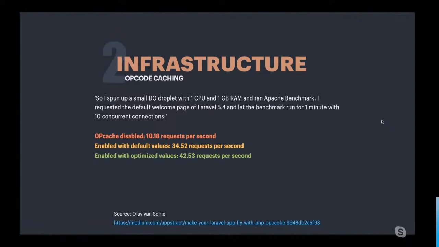And recently I was reading an article on Medium by Olaf, and he spun up a DigitalOcean server with just 1 gigabyte of RAM and ran a Laravel application with Opcache disabled, enabled, and then enabled but optimized. For the first time, of course, he got 10 requests per second. The second time he got 34, which almost tripled it. And on the third try, where he had optimized the default values of Opcache, he was able to get 4 times the requests. So you can already see how much performance gain you get from just using Opcache.